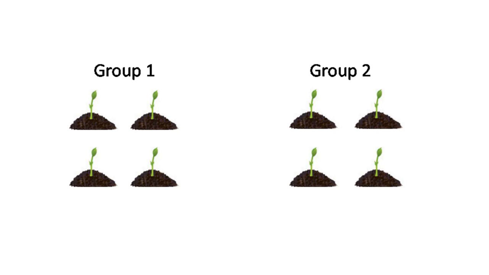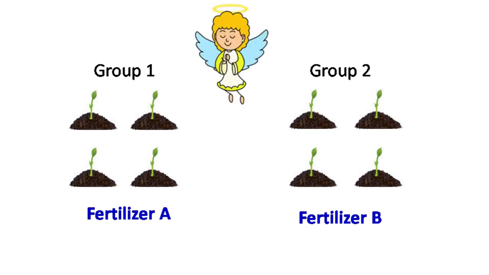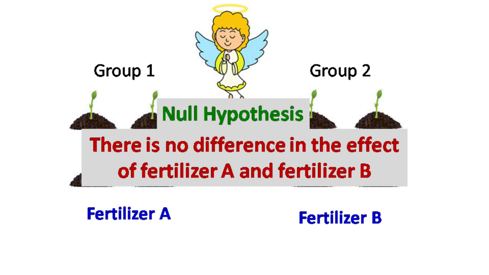Let's take an example where plants are treated with fertilizer A and fertilizer B. The null hypothesis here will be that there's no difference in the effect of fertilizer A and fertilizer B.